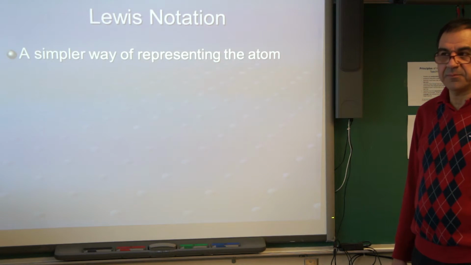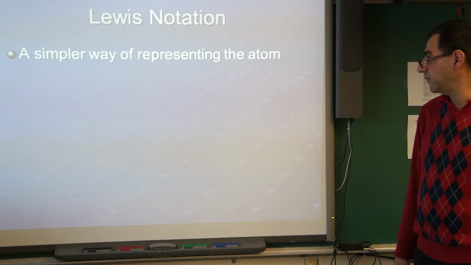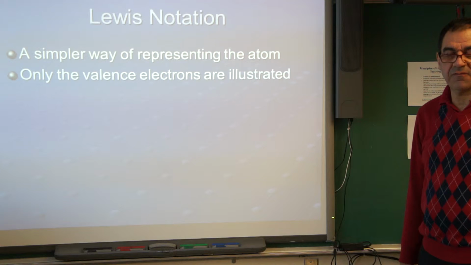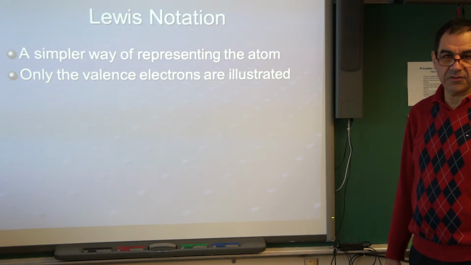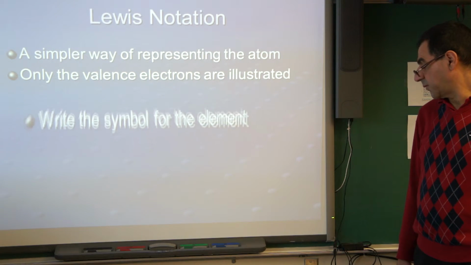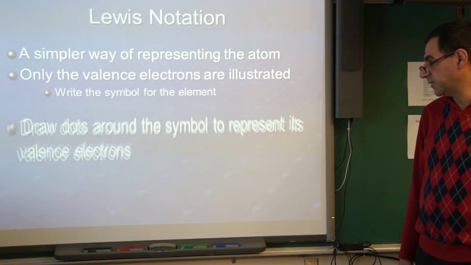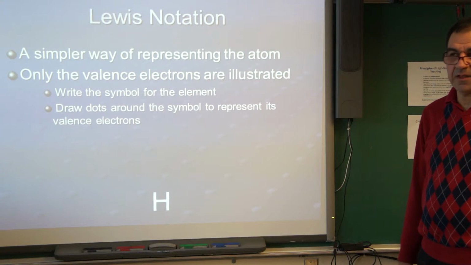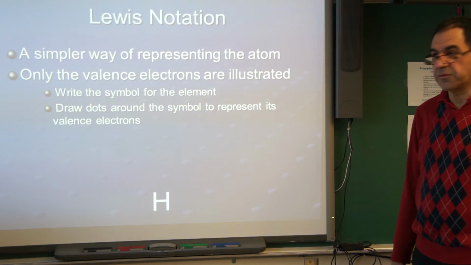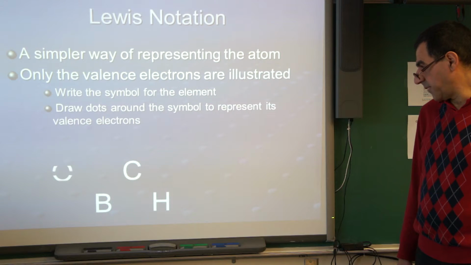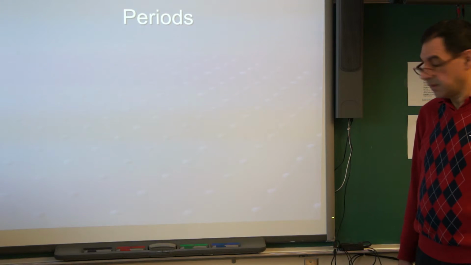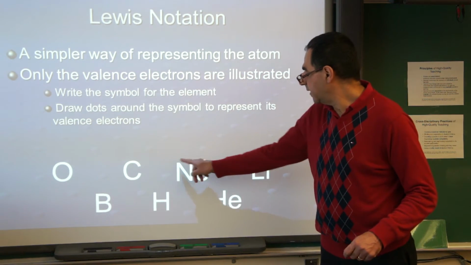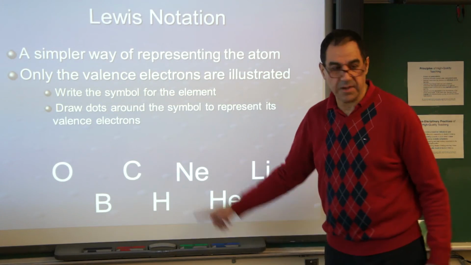Lewis notation is a simpler way of representing elements, and they only demonstrate the number of valence electrons in the outer shell. So we write the symbol for the element and put dots around the symbol to represent the number of valence electrons. And remember, valence electrons correspond to the group or family. So for example, if we look here at neon, it's in group 8, so it would have 8 dots around Ne.